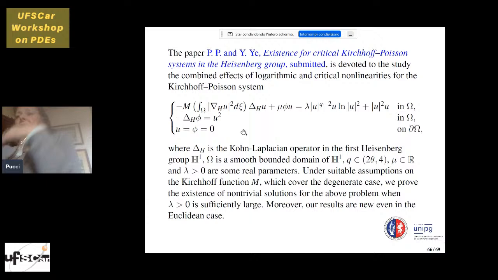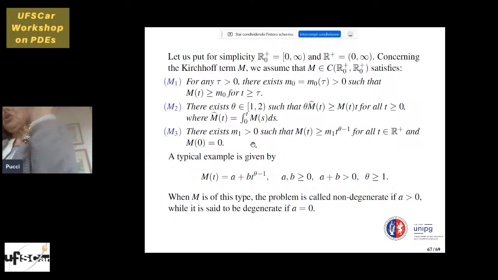covering the case where M can be, the problem can be singular, that means M(0) can be 0, which is a very interesting application, and when there is also a logarithmic term. Using a very natural condition I introduced for Kirchhoff problems, which covers the classical prototype given by Kirchhoff himself, and in which a can be zero, so that the problem is critical, and so these assumptions are fairly natural.